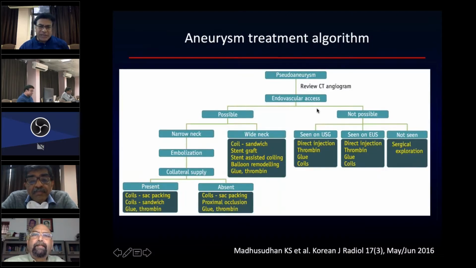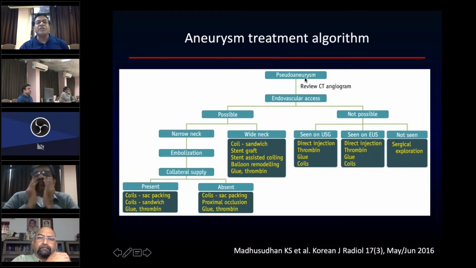This is a treatment algorithm that I have taken from a radiology book. As you can see here, what is suggested in the radiology literature is that if you have a vascular access, you do an endovascular procedure. If you can do an endovascular procedure, you go ahead with that. And the technique will depend upon the size of the neck of the aneurysm. You have different techniques: a coil sandwich approach, stent graft, stent assisted coiling.